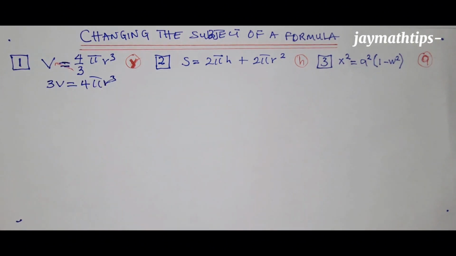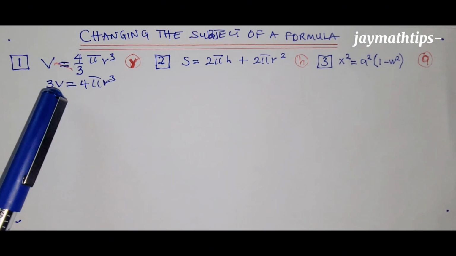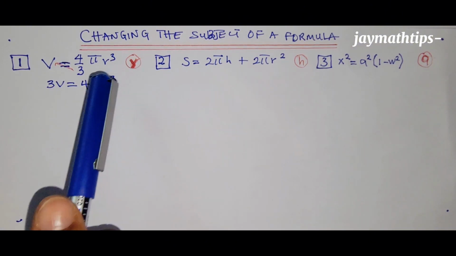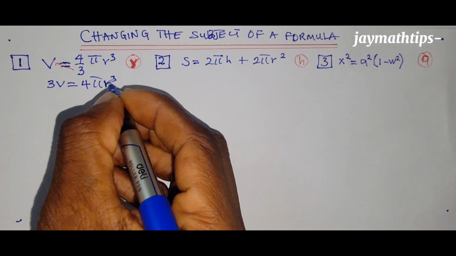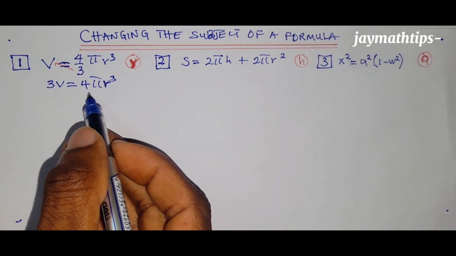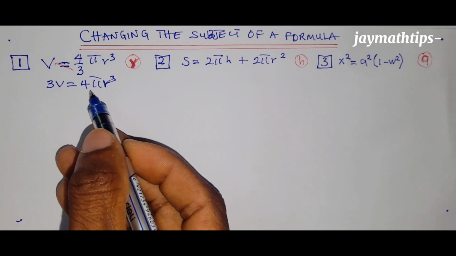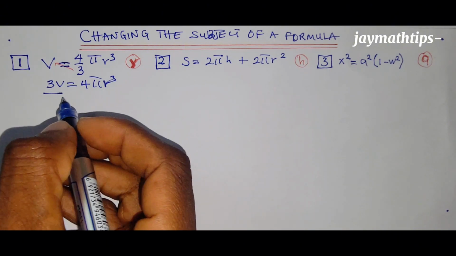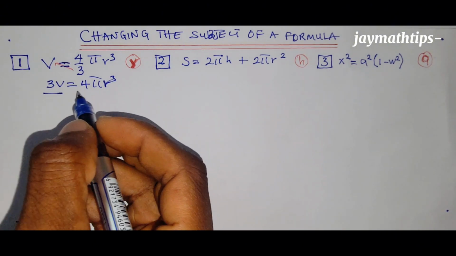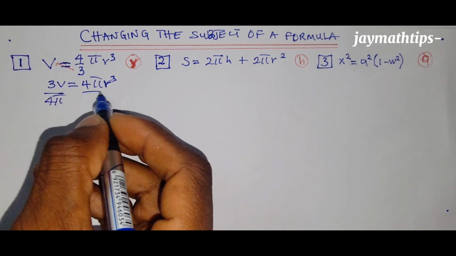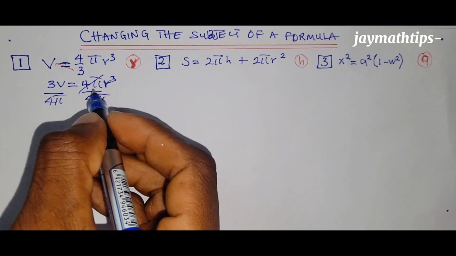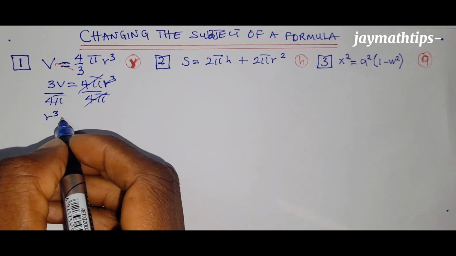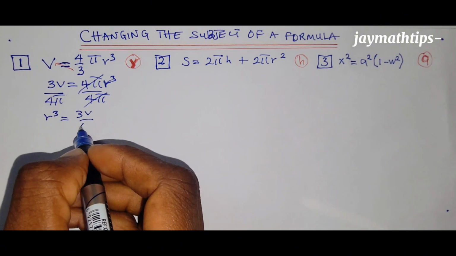Okay, so from here now, mind you, we are looking for r. We want to make r the subject, but here we have r cube. So we are going to divide both sides by 4 pi. Please, you can be writing down the steps. Dividing both sides by 4 pi. When you do this, 4 pi will cancel out 4 pi, and you have r cube equal to 3v all over 4 pi.